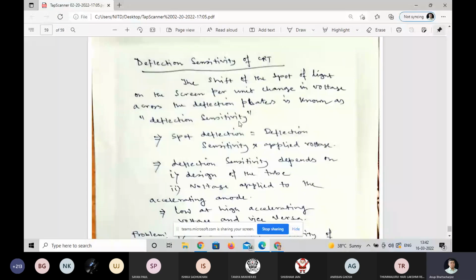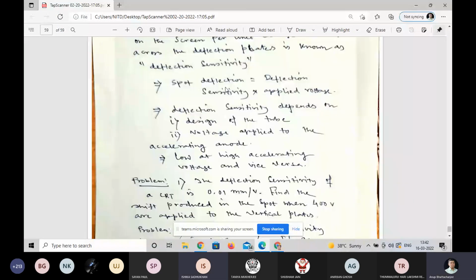So, may I write this? Deflection is equal to deflection sensitivity into applied voltage. As per the definition of deflection sensitivity, deflection sensitivity is equal to spot deflection by applied voltage. That is the definition of deflection sensitivity. Do you agree, students?